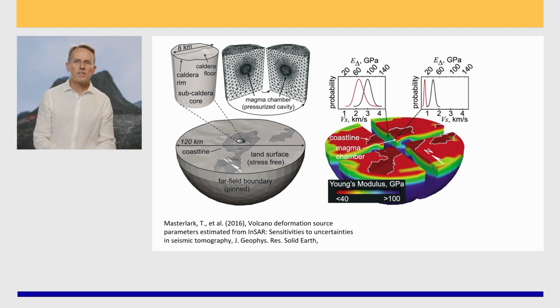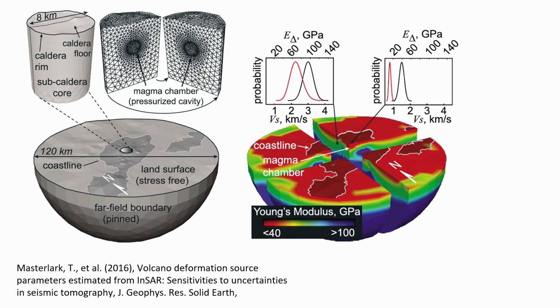The panel on the right shows the model domain in exploded view to reveal the internal structure, showing the values of the Young's modulus used in the model according to the color scheme. The two XY graphs show parameter values in the two specific locations as introduced into the modeling as probability density functions for the S-wave velocity in black and the Young's modulus E in red.